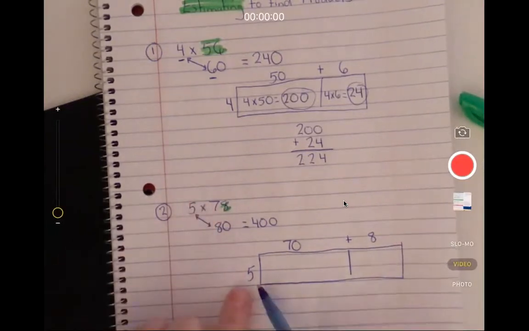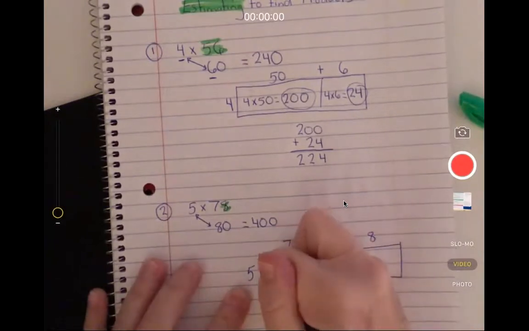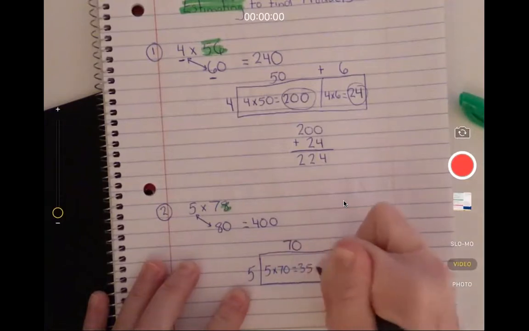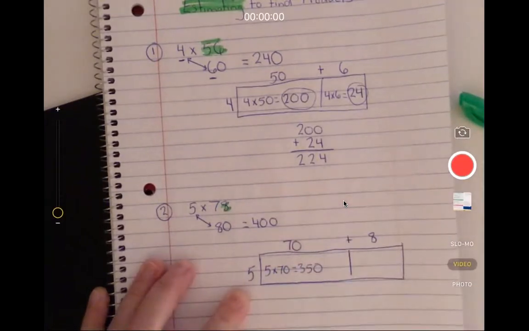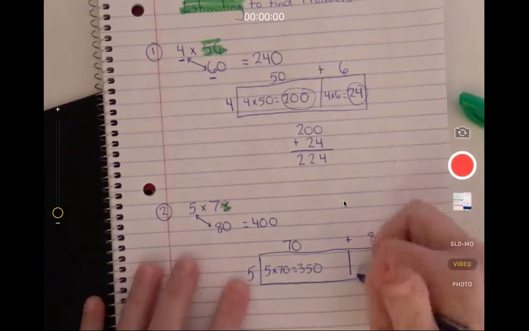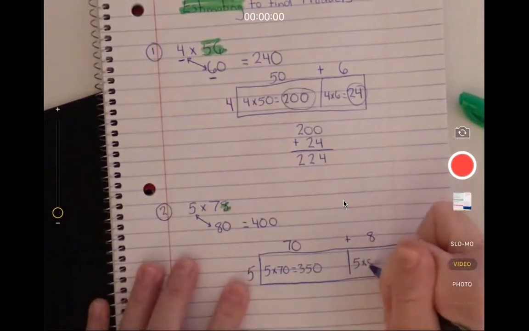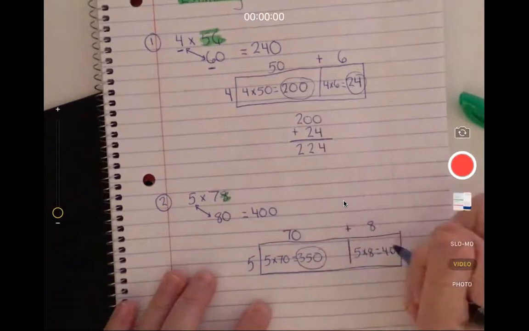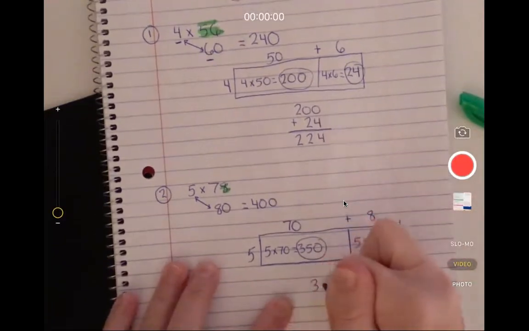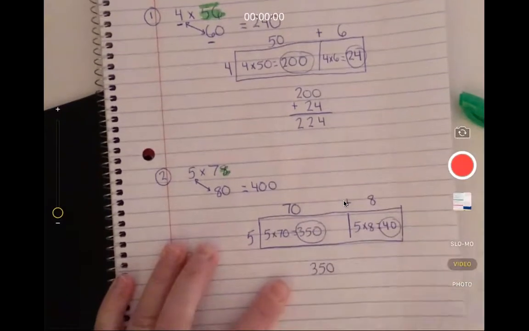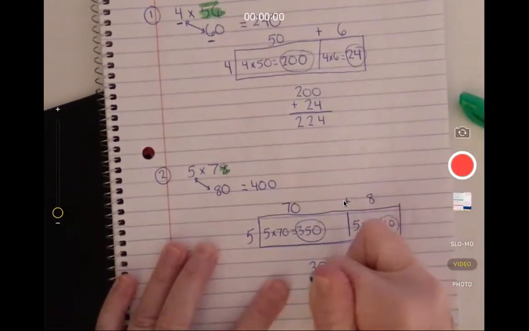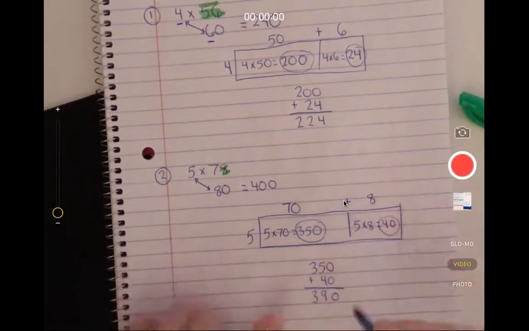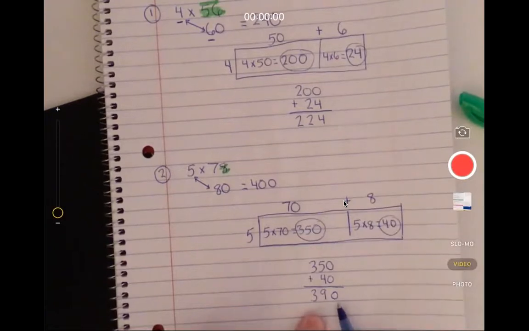Okay, now let's do it. I have 5 times 70. I know 5 times 7 is 35. Put my 0 for the tens on the end. That's 350. And quickly, 5 times 8 equals 40. Okay, I'm going to add my two products together. Start with the larger number on the top, 350 plus 40. Add those up, 0, 9, and 3. So my actual number is 390.